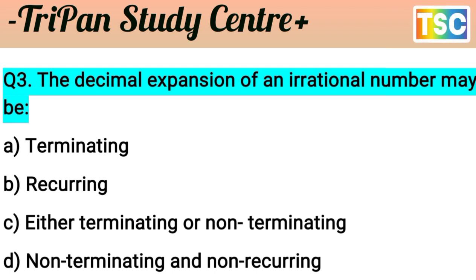Let's see what the answer to this question is. The decimal expansion of an irrational number may be. That's important. Terminating is not applicable as an answer because the decimal expansion of an irrational number is not terminating. B, recurring, is also not correct. Either terminating or non-terminating is nothing. D is the correct answer: non-terminating and non-recurring. That's important. Let's see the next question.